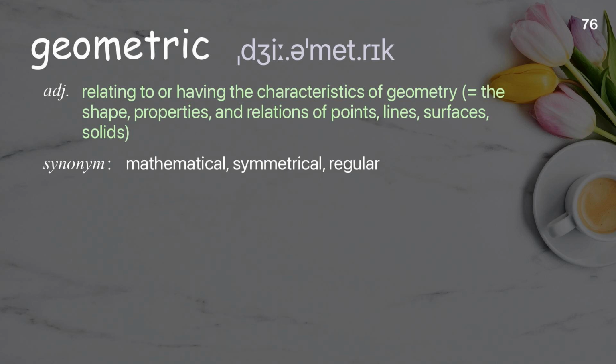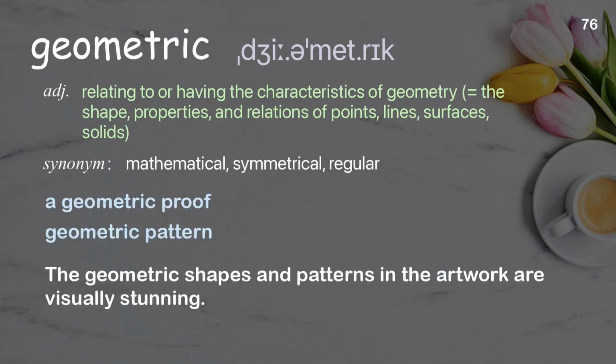Geometric. Relating to or having the characteristics of geometry, regarding the shape, properties, and relations of points, lines, surfaces, solids. Examples: A geometric proof. Geometric pattern. The geometric shapes and patterns in the artwork are visually stunning.